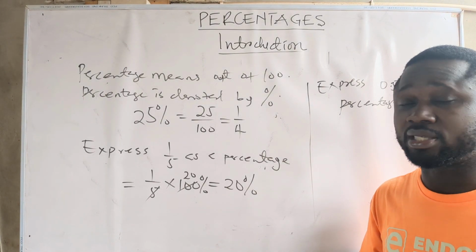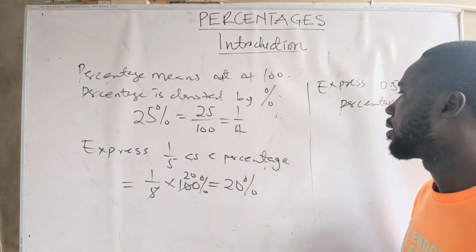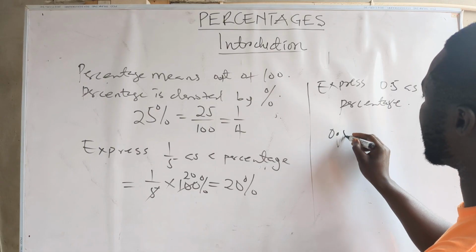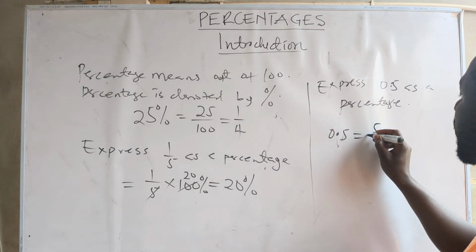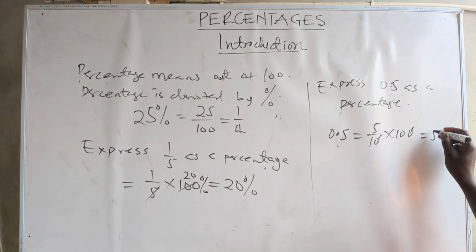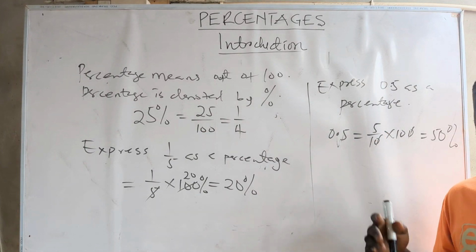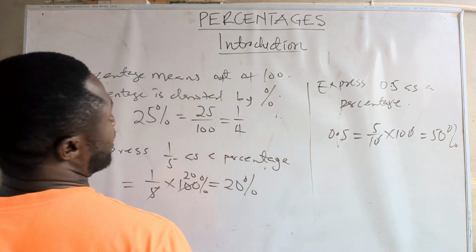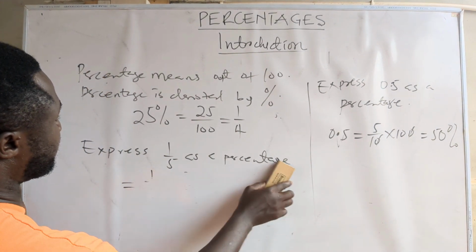If you're expressing a decimal as a percentage, what you have to do is to take the decimal value and multiply by 100. So 0.5. The easiest way I can do is 0.5 can be expressed in terms of fraction. So 0.5 is the same as 5 on 10. Then you multiply by 100, and that will give us 50%. So 0.5 as a decimal in terms of percentage is 50%. All right. Okay, so we have learned how you express a decimal or a fraction in terms of percentage.